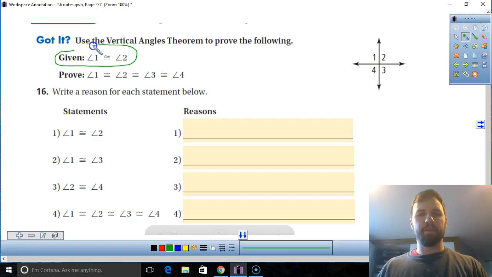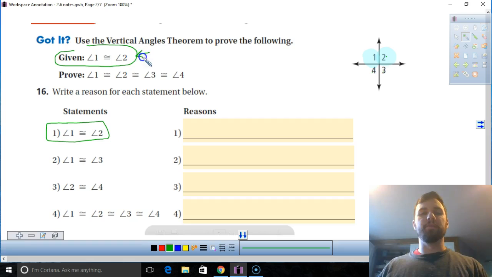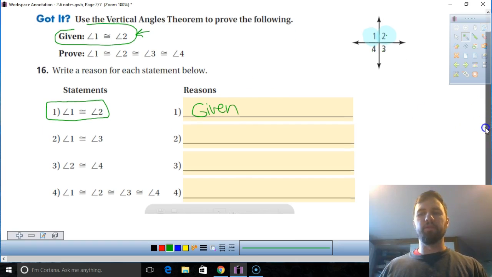Given angle 1 is congruent to angle 2, so they're the same measure. Prove 1 is congruent to 2, is congruent to 3, is congruent to 4. Alright, let's do this thing. First statement. Angle 1 is congruent to angle 2. Well, we always start with our given. Don't lose those points, guys. Those are the easy points.